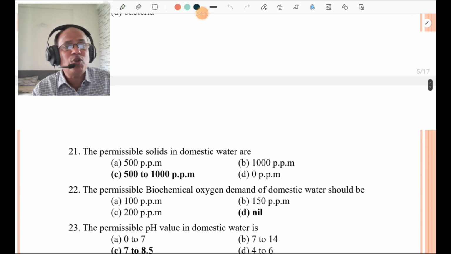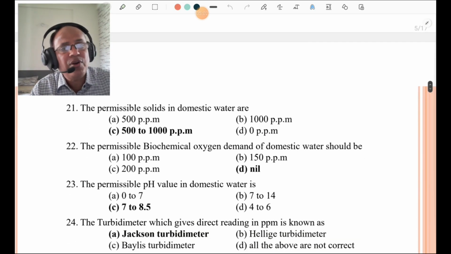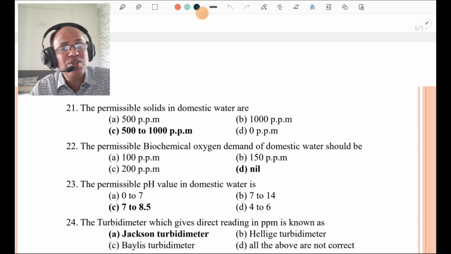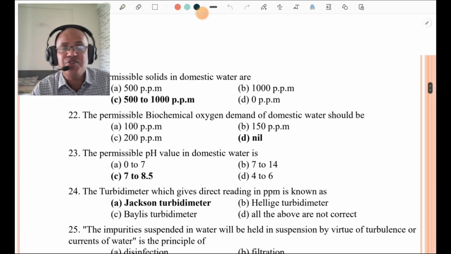Then next, the permissible solids in domestic water are 500 to 1000 ppm. So you must know these values. The permissible biochemical oxygen demand, that is BOD, of domestic water should be nil. The BOD should be nil. The permissible pH value of the domestic water is 7 to 8.5. You know that. The turbidimeter which gives the direct reading in ppm is known as Jackson's turbidimeter.